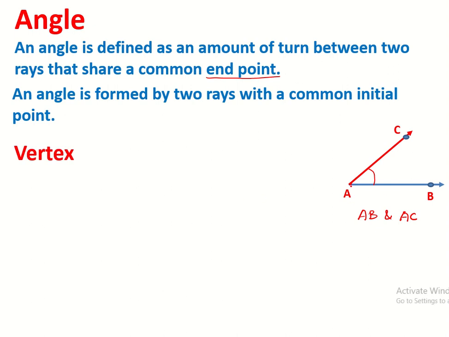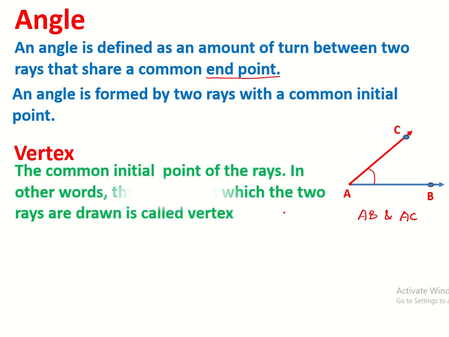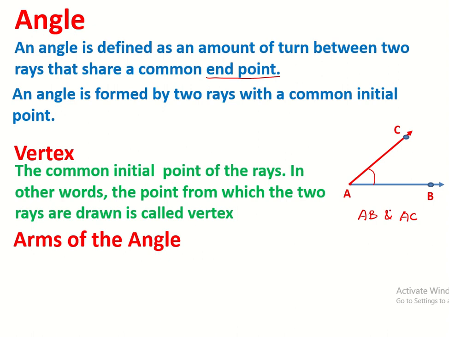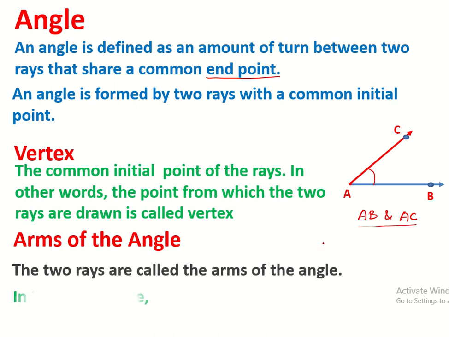This common initial point, or the point from where the two rays are drawn, is known as the vertex. So here is the vertex, and the two rays which are forming the angle, that is AB and AC, are the arms of the angle. So we have the angle here which is formed by the two rays AB and AC.